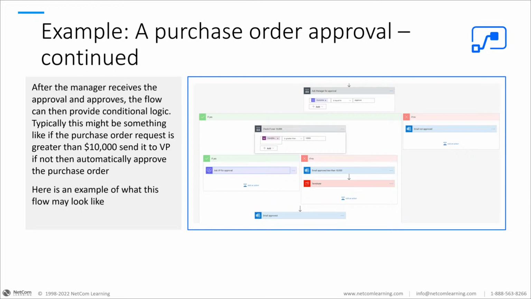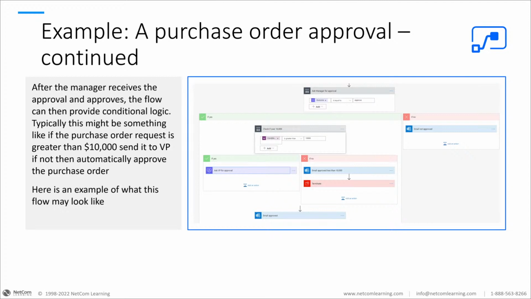So in this case, we ask the manager for approval. Okay, if it's over $10,000, there's our condition. If it's yes, we need to ask the VP for approval. If it isn't, then the email is approved as less than $10,000, and we terminate the automation, and it's done.